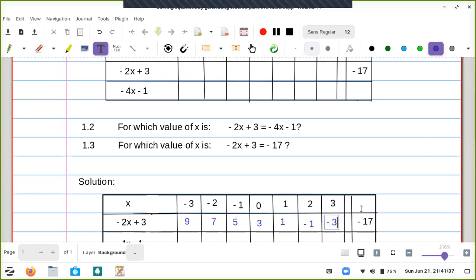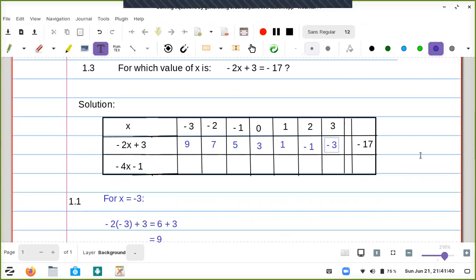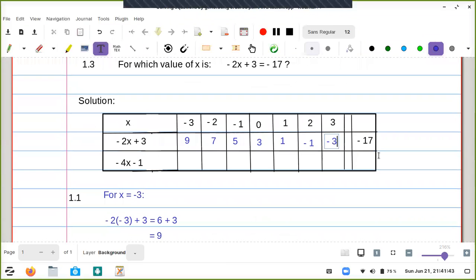Right, so I am done with the first expression, that's minus 2x plus 3. Now, I'm also going to work out the value that I'm going to come up with when I substitute the x, which is equal to minus 3. So, which means for x equals to minus 3, allow me to make use of this side to calculate the value that I'll come up with for minus 4x minus 1. What is it going to be?